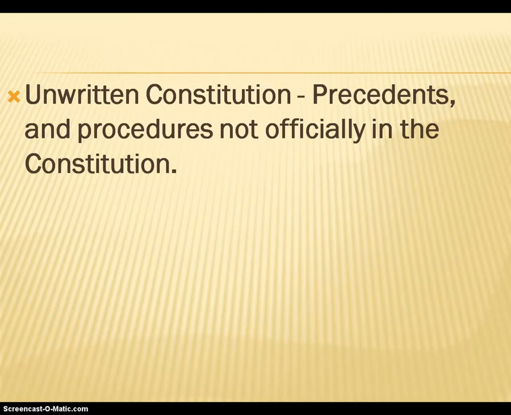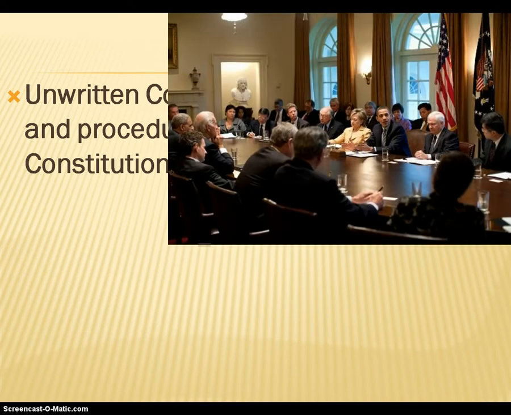And then the unwritten Constitution. Precedents and procedures not officially in the Constitution. So these are more like traditions, more like customs, things we do because they're a good idea and we've always done them. Right? For example, the president's cabinet. You got Obama right there. Now, he's only one guy. He cannot run an entire country.